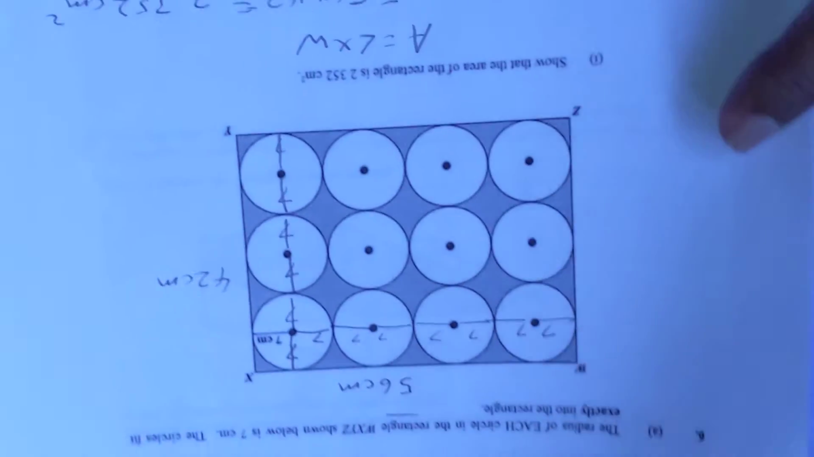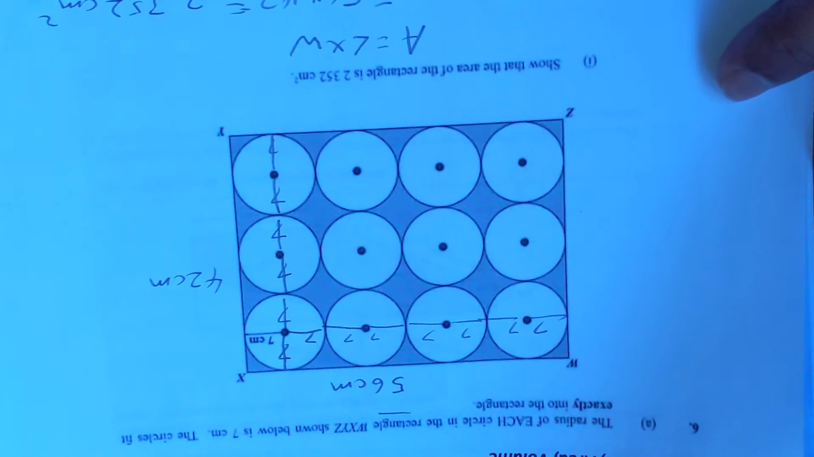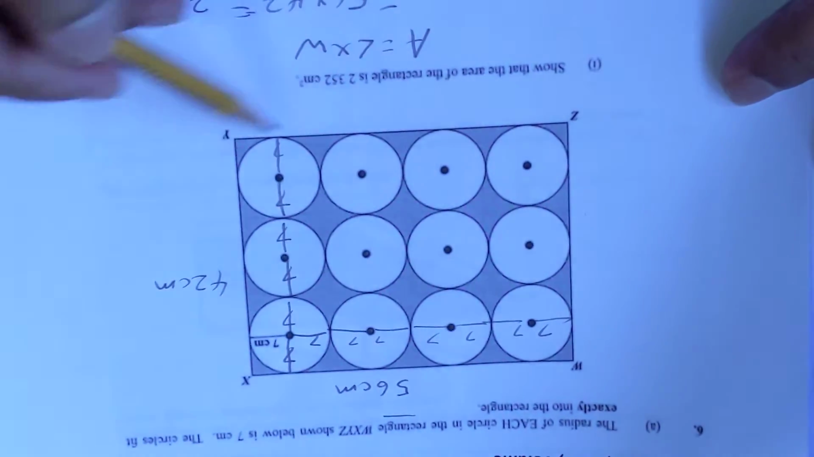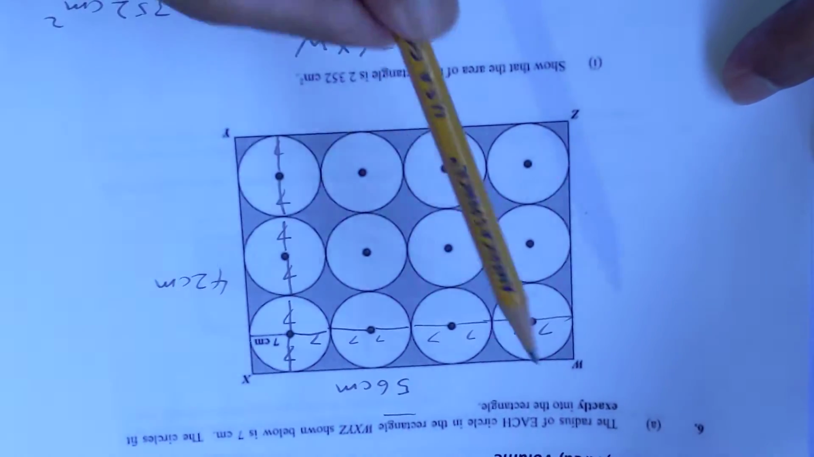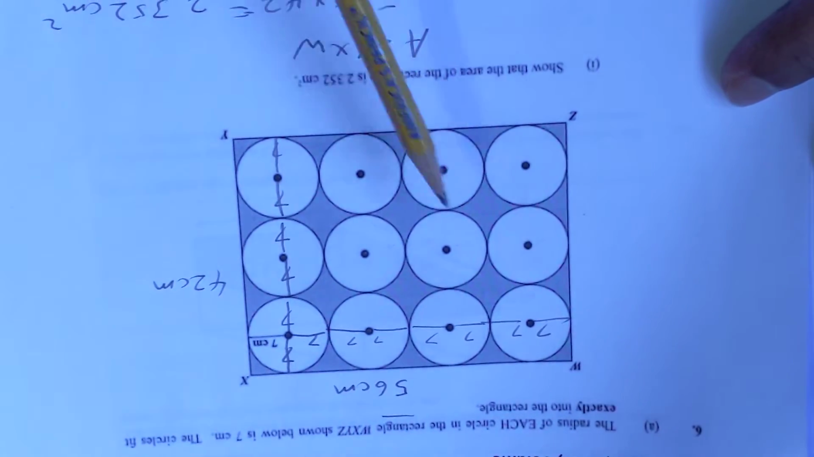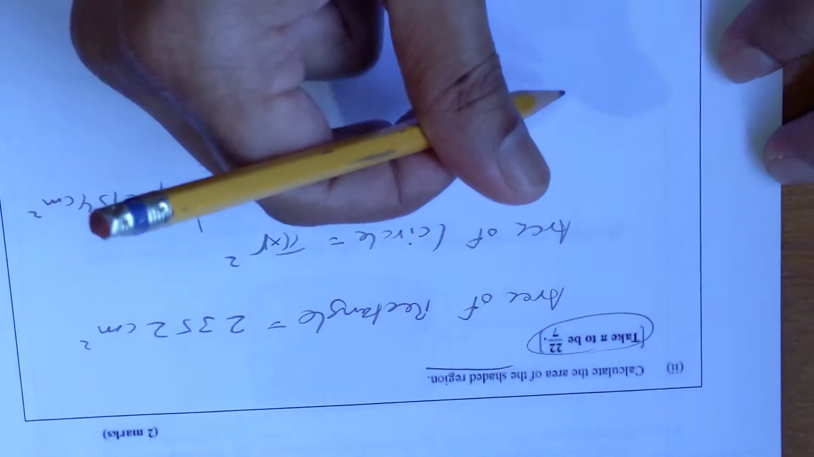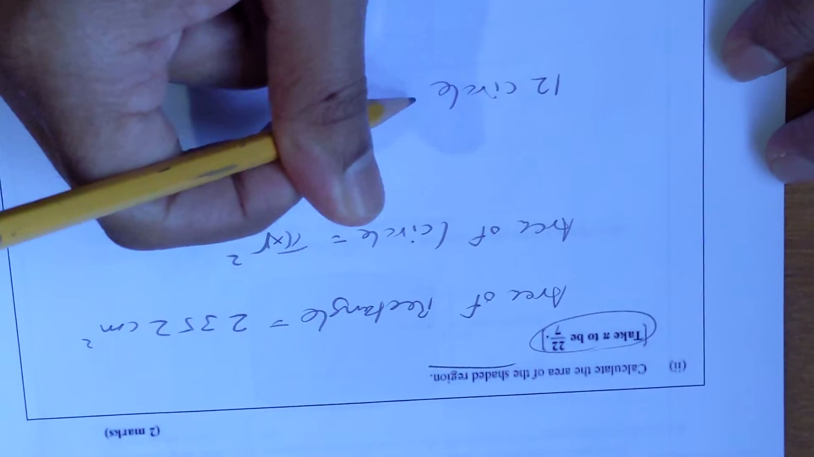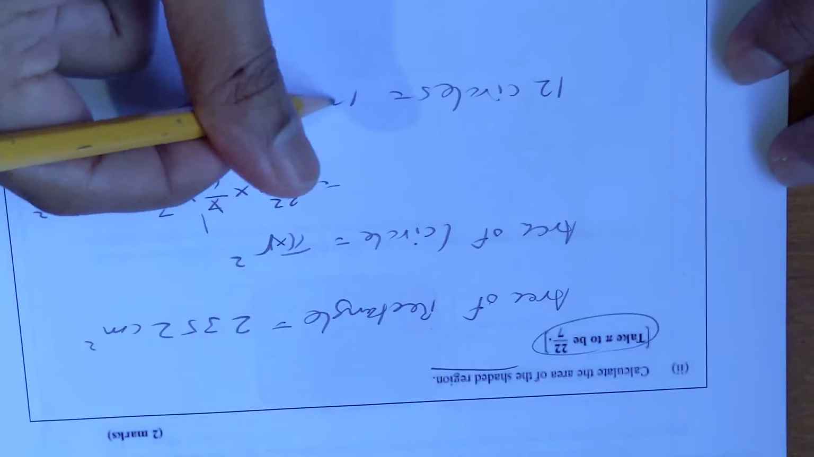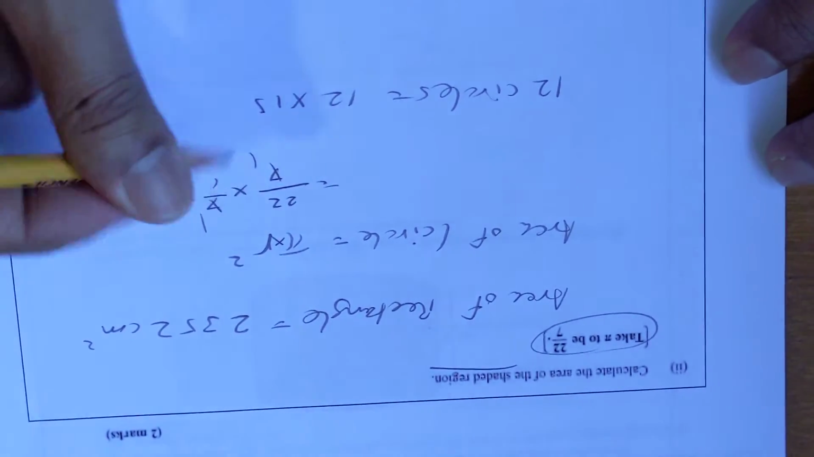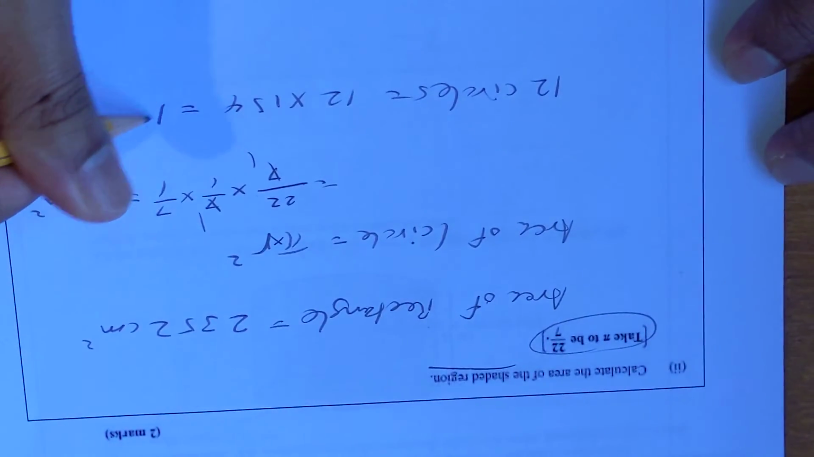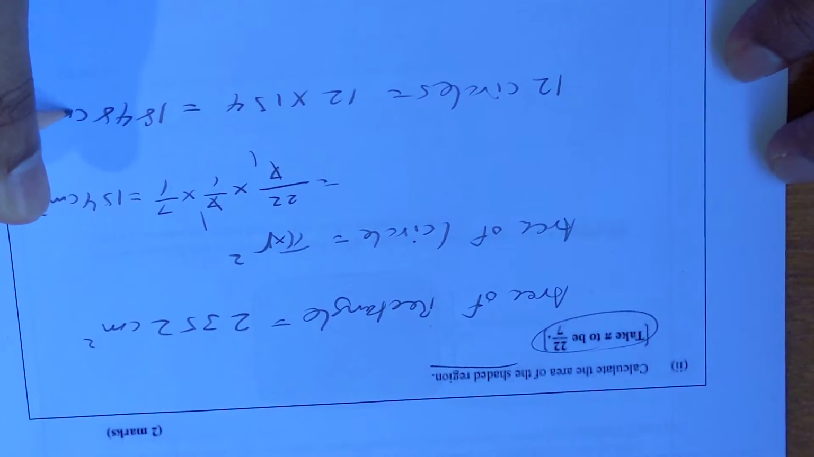But how many circles do I have inside my rectangle taking up space? Because remember, we need to take those out to find the area of the shaded region. So let me see, 1, 2, 3, 4, 5, 6, 7, 8, 9, 10, 11, 12. One circle has an area of 154, so 12 circles would take up an area of 12 by 154. I multiply that with my calculator, 1,848 square centimeters.